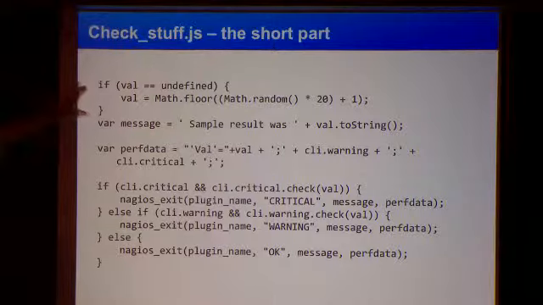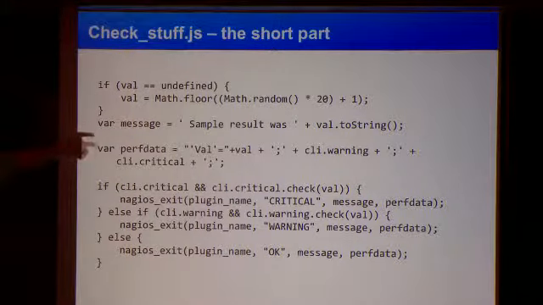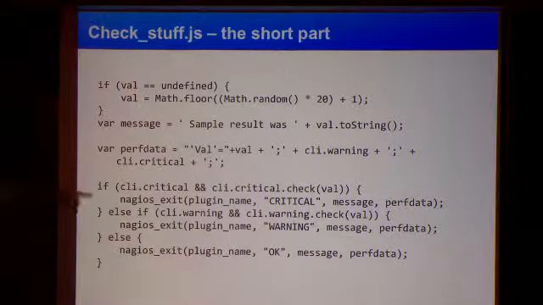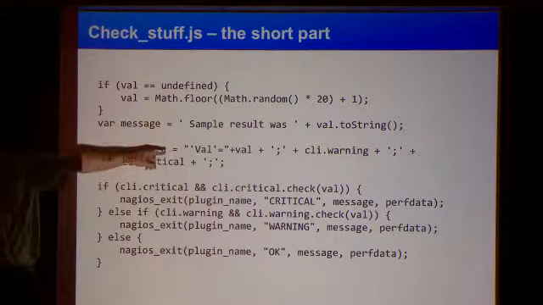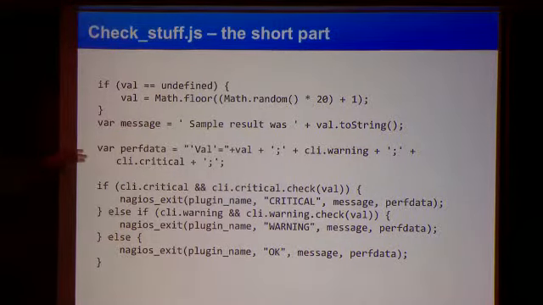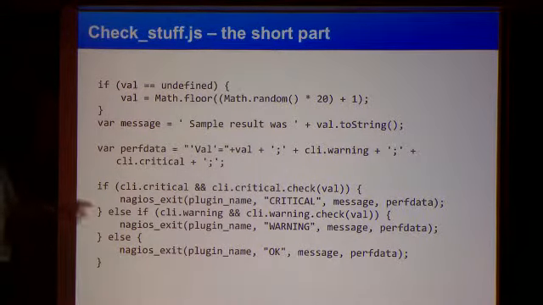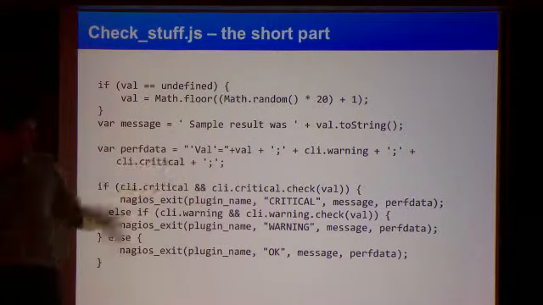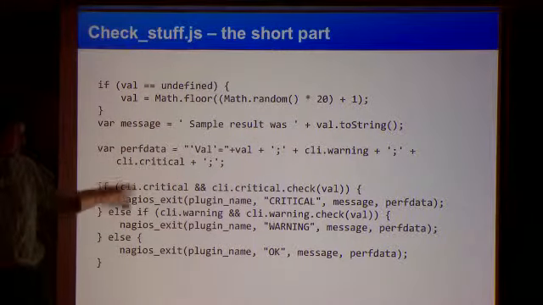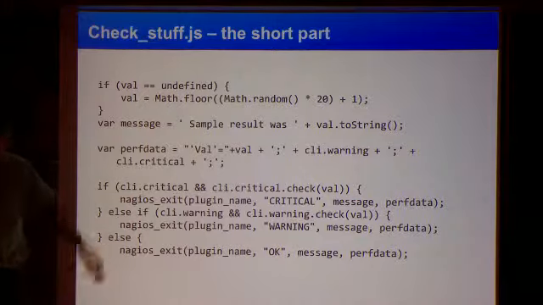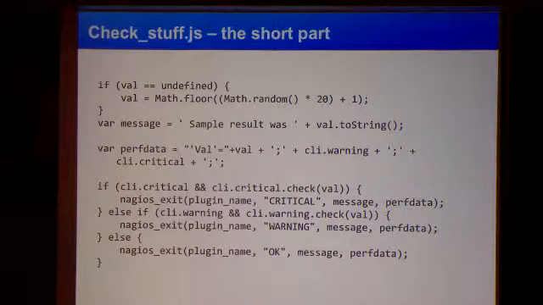Then if there hasn't been a value supplied as an argument, we generate a random number. We format the message, and then we check and we format the performance data. I guess I could still make that more modularized, like the Perl module. And then we check the value against our critical threshold if we have one, and against our warning threshold if we have one. Otherwise, we exit OK. So that's the actual functional part of it.